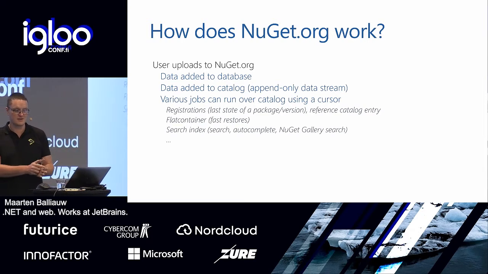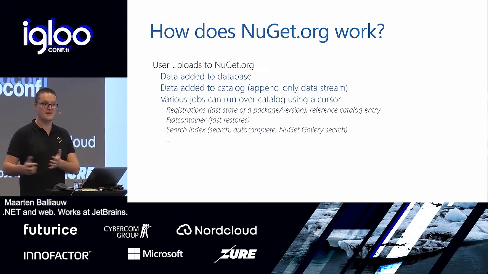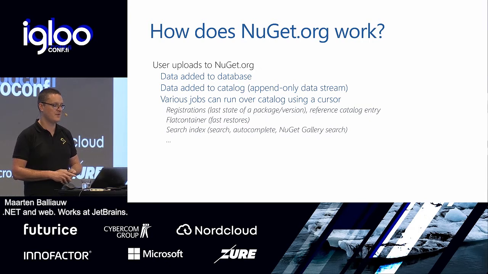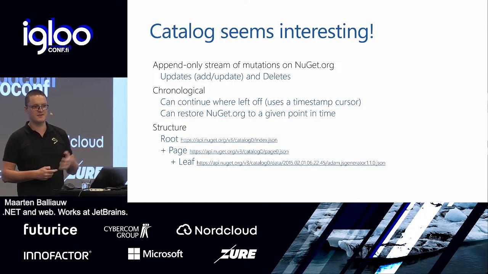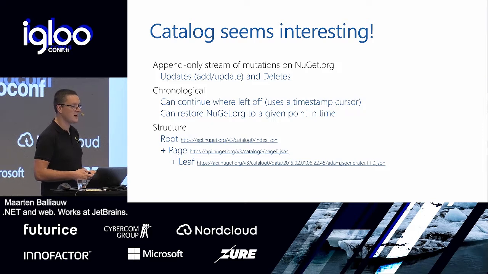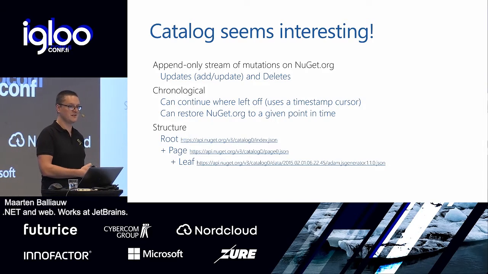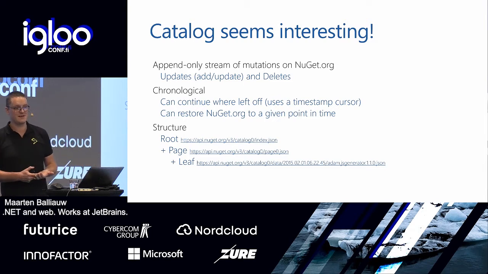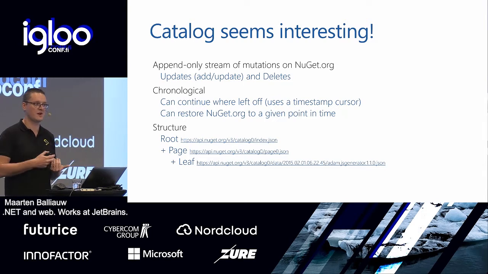So they can use the catalog to pretty much feed all of the other APIs that they have. That sounded interesting. If there's this append-only stream of all of the mutations on NuGet.org, can we, at JetBrains, also use this to see which packages show up on NuGet.org at a certain point in time? A bigger benefit even is that that entire stream is chronological.